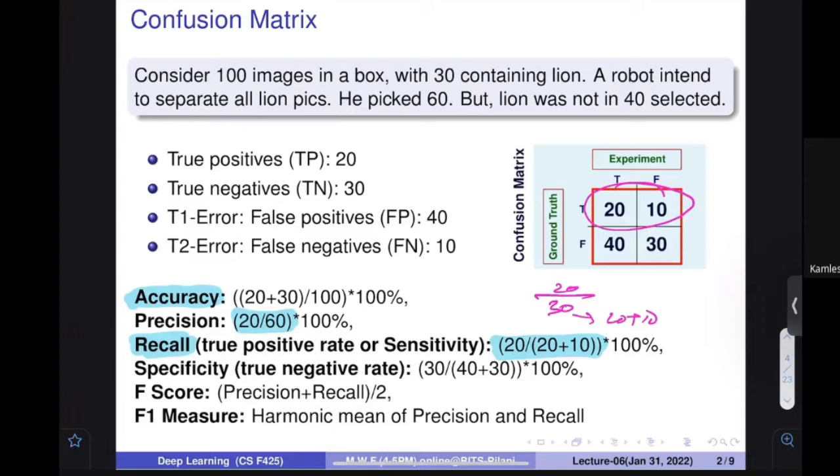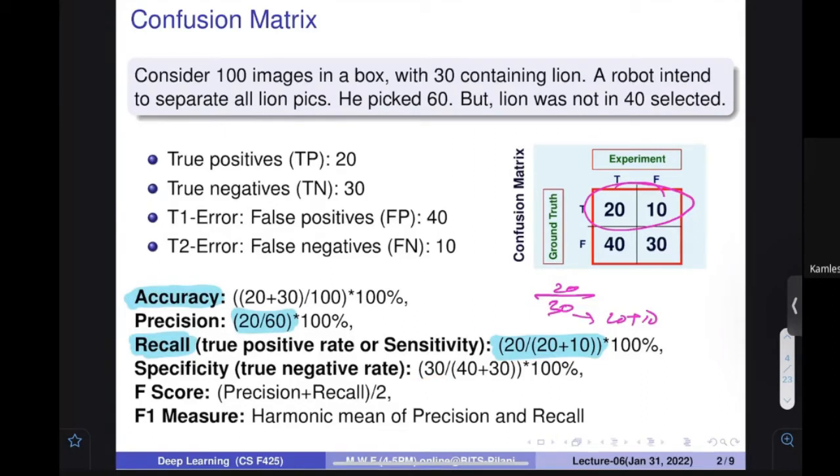Another notion is the specificity, that is the true negative rate. So true negative again tells how good my system is at telling that negative is actually negative. So you can see that out of the total things that were actually negative, 40 plus 30, out of them 30 my system was able to tell in the correct way.